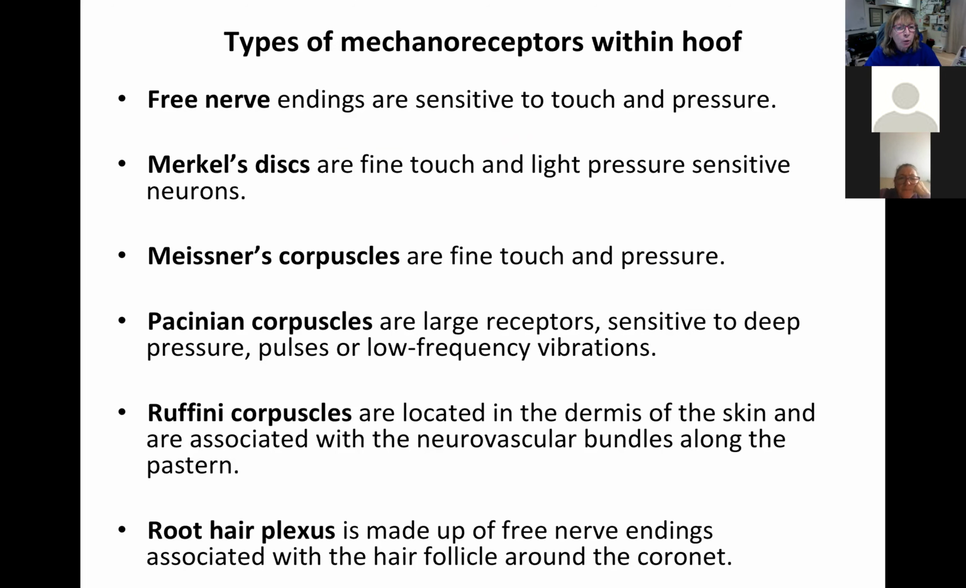The Pacinian corpuscles and the Ruffini endings are the ones we're going to really look at a little bit more. And then the root hair plexus. So that's the hair follicle around the coronet band.